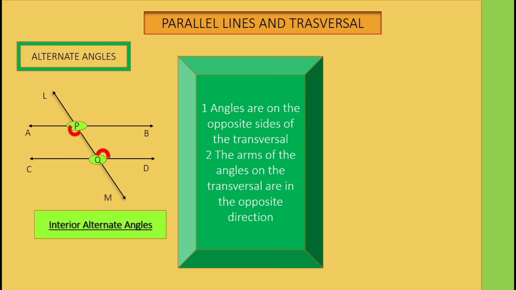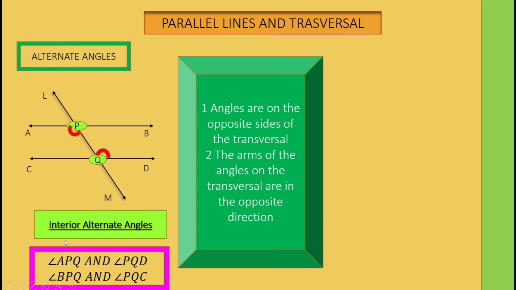And these two angles are present in the interior portion of the parallel lines, and so these are called the interior alternate angles. What are these angles? The angles are named as the interior alternate angles. One more pair of interior alternate angles is present there, angle BPQ and angle PQC. And so this is about the interior alternate angles.